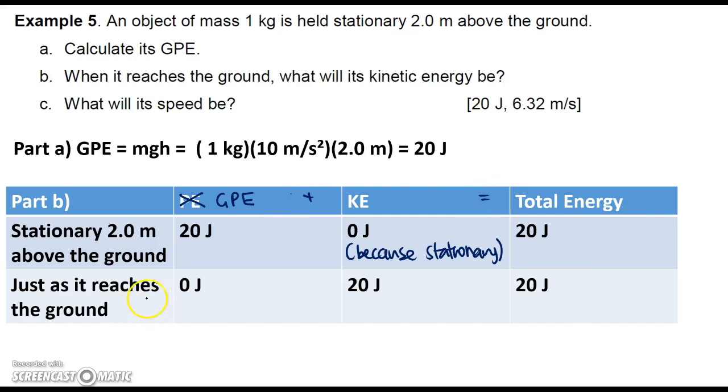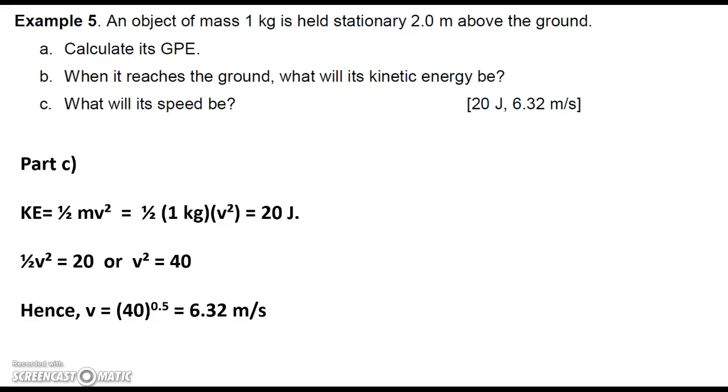Now just as it reaches the ground, we know that its gravitational potential energy is 0 joules because it has hit the ground. And we know that the total energy doesn't change because energy is conserved. So that means that the kinetic energy must be 20 joules. So the answer for part B is 20 joules. Let's write down the answer. The kinetic energy is 20 joules.